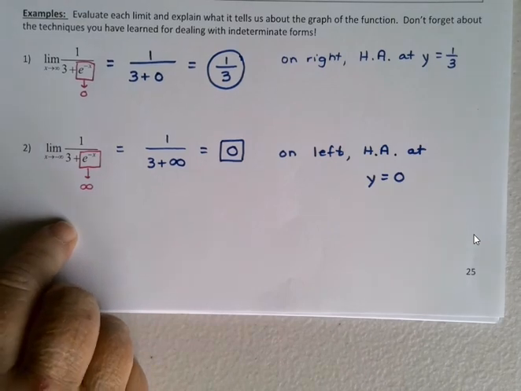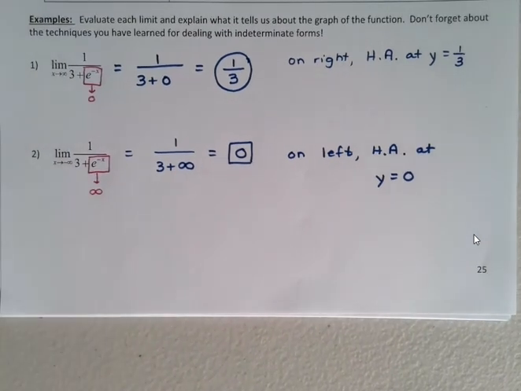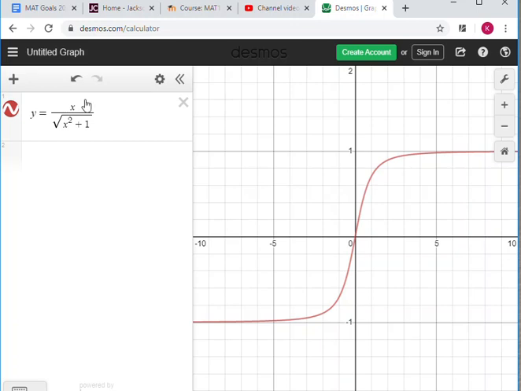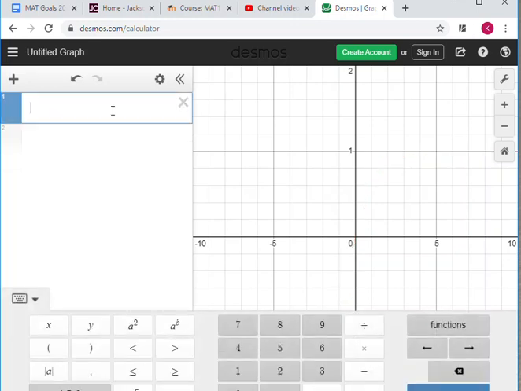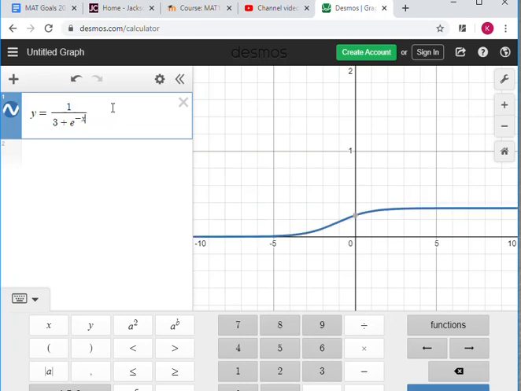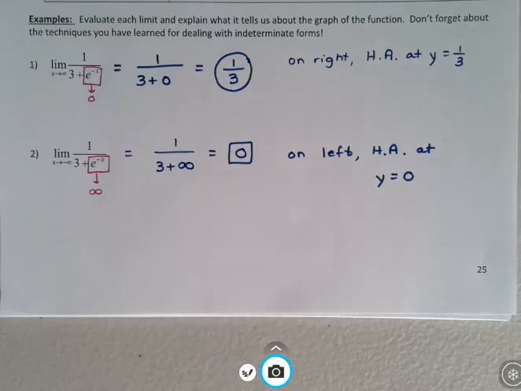Again, let's just take a moment and graph that, just for fun. We would have 1 over 3 plus e to the minus x. There we go. Here we are on the left end, our horizontal asymptote at 0. Here we are on the right end. Notice my scale here. This is 1 up here, so the fact that this is probably about 1/3 makes sense. We're looking at that horizontal asymptote at 1/3. So exactly what we predicted in our two limits.